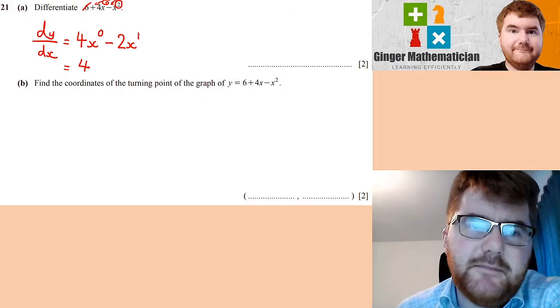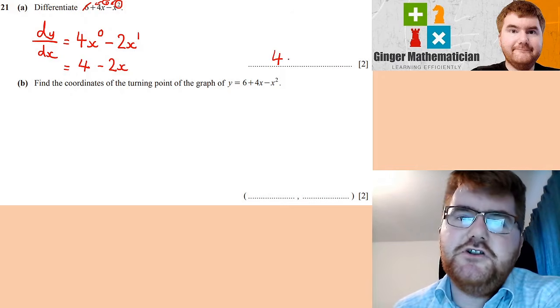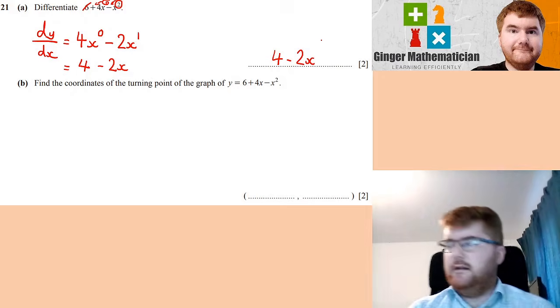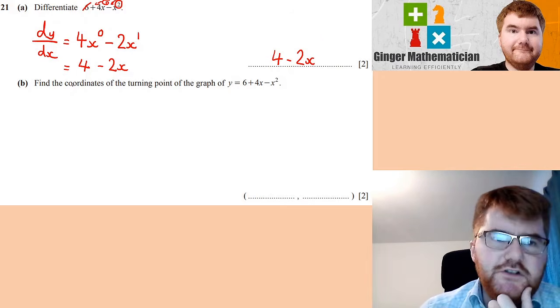And remember, x to the power of 1, we generally like to write that as x. So our answer for this question here is 4 minus 2x, like so. And now we need to work out the coordinates of the turning point.